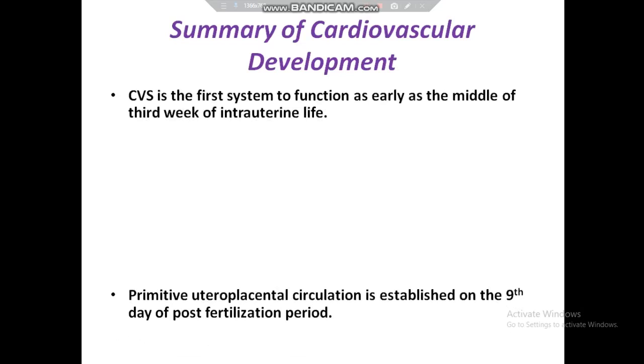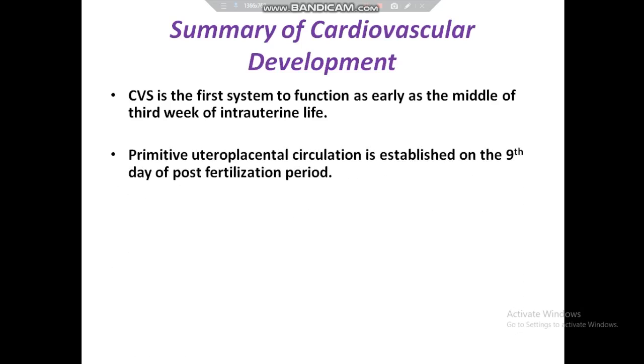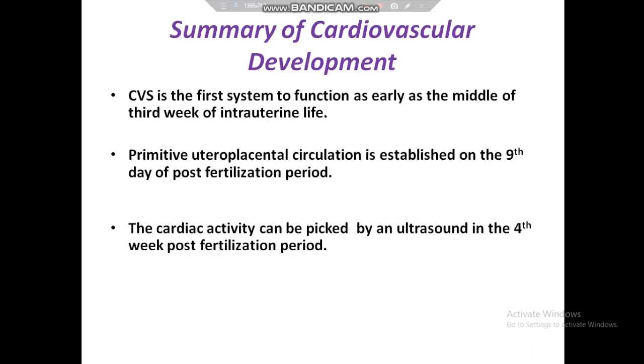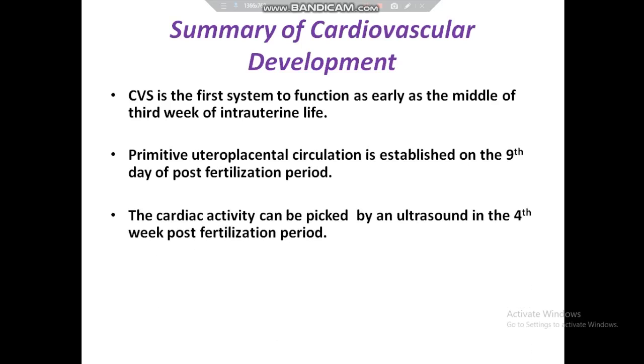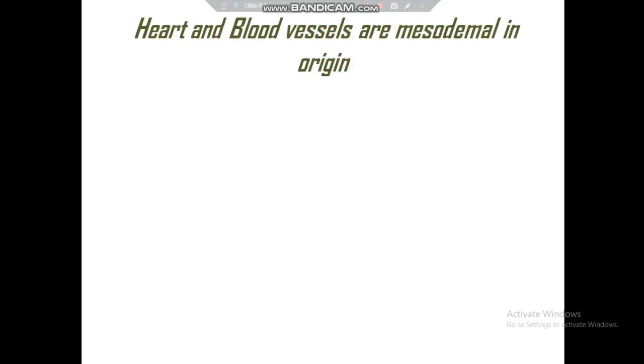Now, let us summarize the cardiovascular development. CVS is the first system to function, as early as the middle of the third week of intrauterine life. Primitive uteroplacental circulation is established on the ninth day of the post-fertilization period. The cardiac activity can be picked up by ultrasound in the fourth week of the post-fertilization period. NKX2.5 is the master gene for heart development. Mutation in this gene causes many congenital cardiac defects.